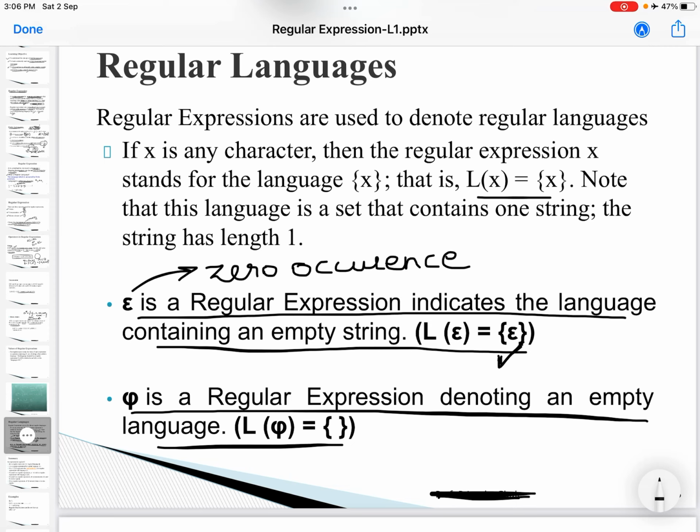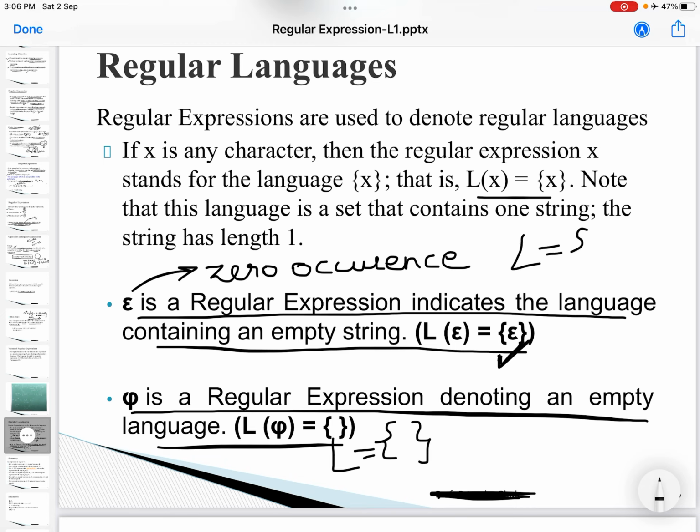Epsilon is an empty string. So a language has an empty string, that is epsilon. When we say that the language is empty, we say it is a null language. So we represent it as brackets. That means there is nothing in that language.